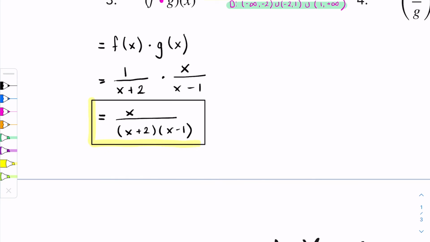And once again, the domain is still the same as it was for number 1 because our denominator has not changed. So our domain is negative infinity to negative 2, negative 2 to positive 1, 1 to positive infinity.